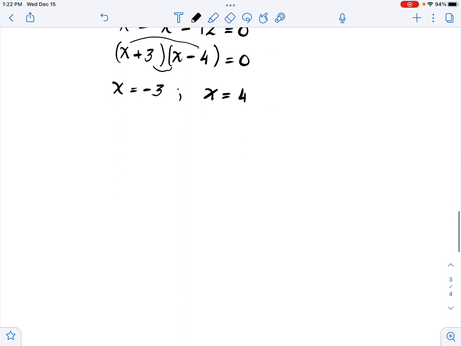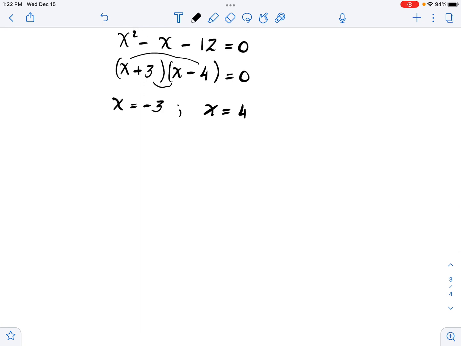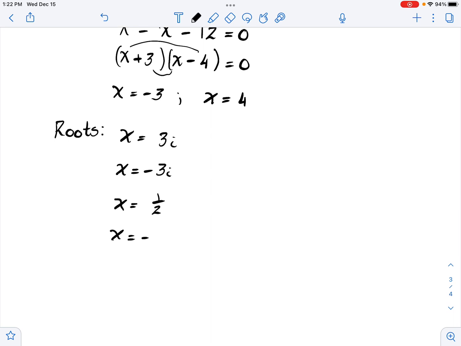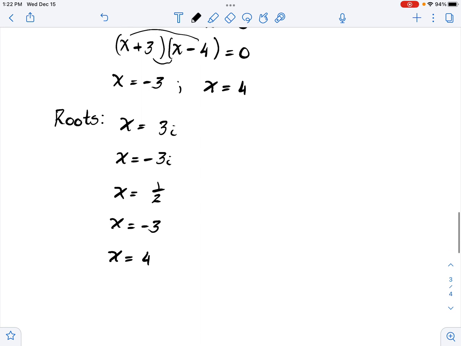And so finally, I have now all of my zeros. I have all of my roots, zeros, and they are x equals 3i, x equals negative 3i, I have x equals 1/2, x equals negative 3, and x equals 4. And so indeed, this particular polynomial did have three rational roots, 1/2, negative 3, and 4. So it has three real roots.